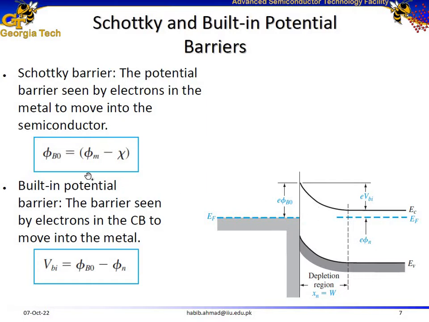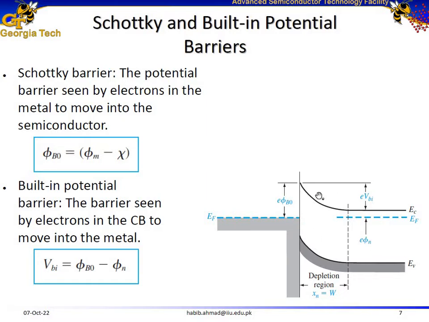Alright, here is your Schottky barrier height equal to metal work function minus electron affinity. The built-in potential, on the other hand, this value over here is going to be equal to this Schottky barrier minus this, the difference between the conduction band energy level and the Fermi energy level. Or you can also represent EC minus EF with phi n.